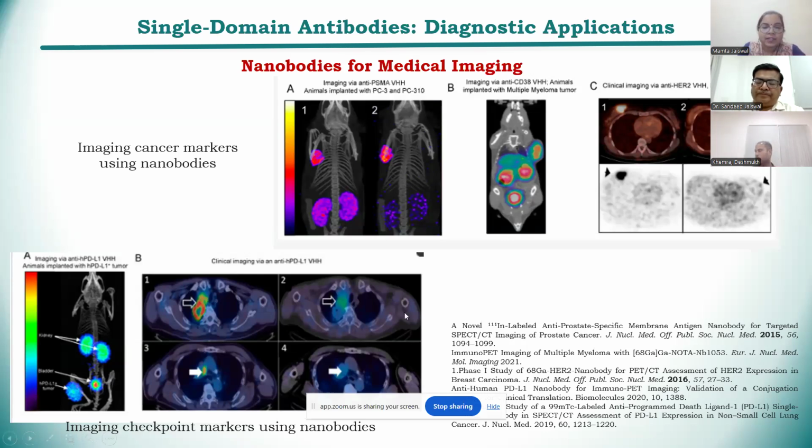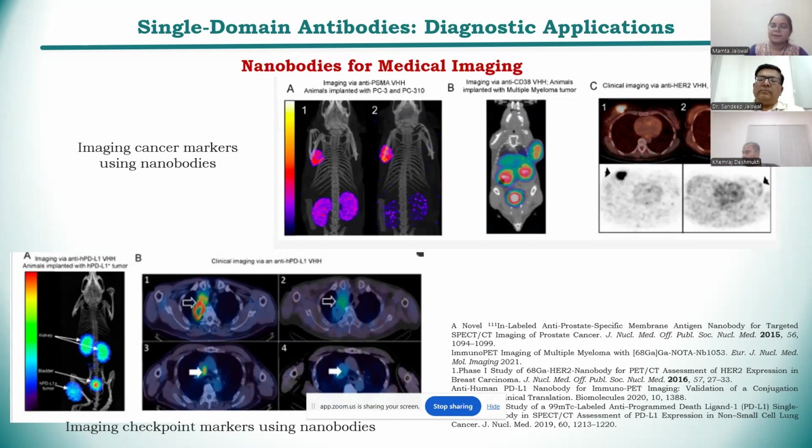Nanobodies are also developed against many checkpoint markers. Here is one example of PDL1, where with the help of a nanobody against PDL1, the cancer development can be detected, which is good when the patient is treated with cancer therapy, to see how well the patient is responding to the therapy.